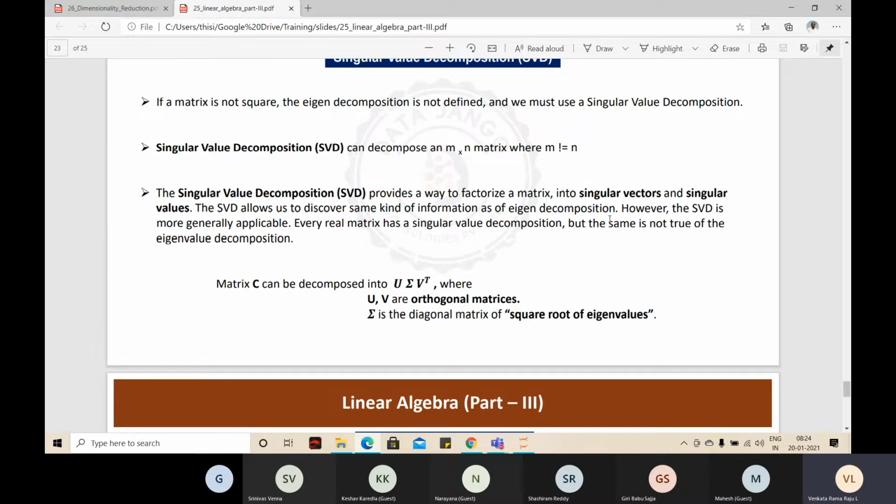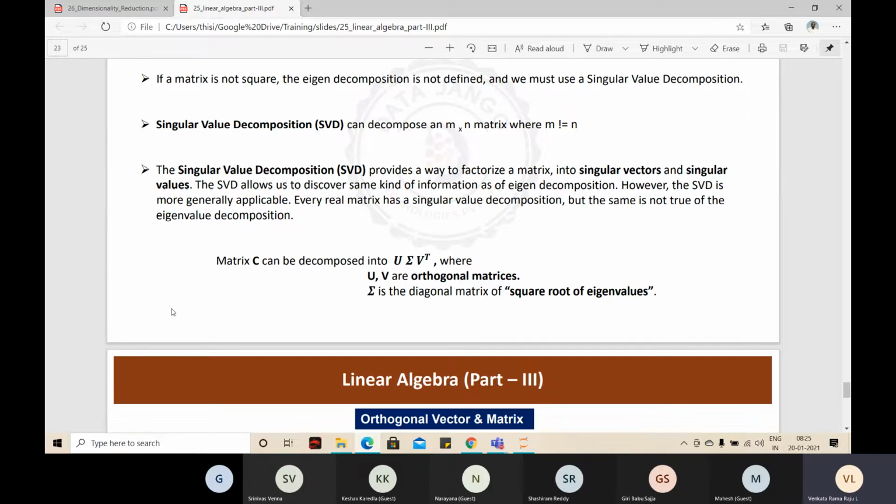However, the SVD is more generally applicable. I don't know why. Every real matrix has a singular value decomposition, but the same is not true of the eigenvalue decomposition. If you take any matrix and calculate X transpose X or X X transpose, you can do eigenvalue decomposition also. Basically, they are doing that only in SVD. So the matrix C can be decomposed into U sigma V transpose.